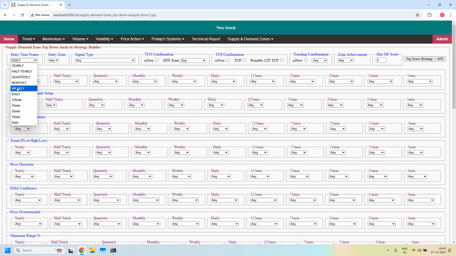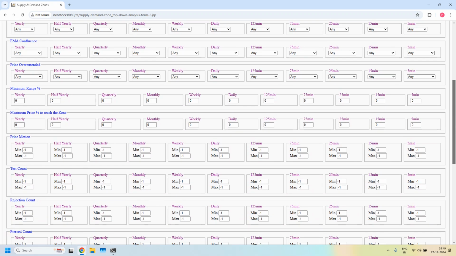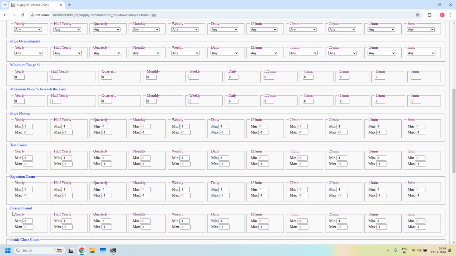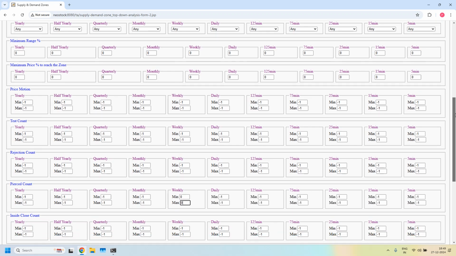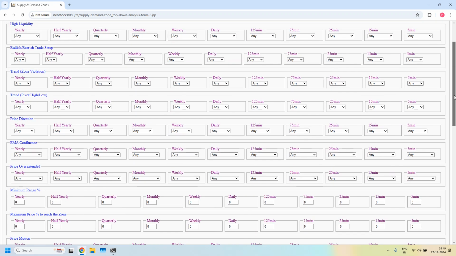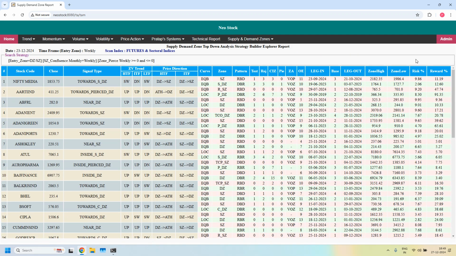For the weekly time frame, let us look for, first, the weekly zone should not be pierced. Let us set the pierced count on the weekly time frame, minimum value 0, maximum value 0. And in the supply zone confluence, weekly supply zone having monthly supply zone confluence. But mostly we may get a very small list. First we will see the list and then we will add the EMA parameter.